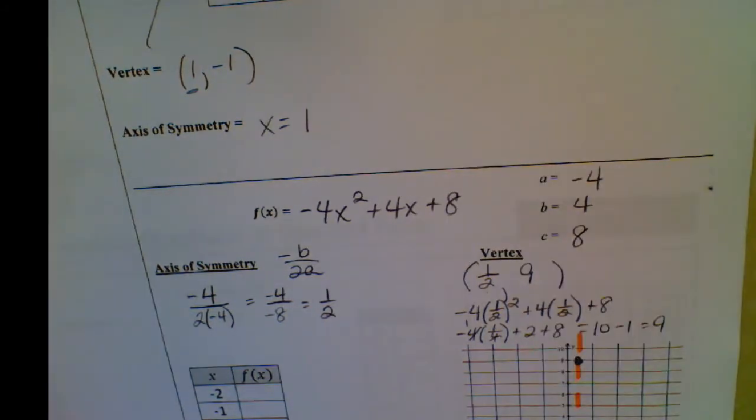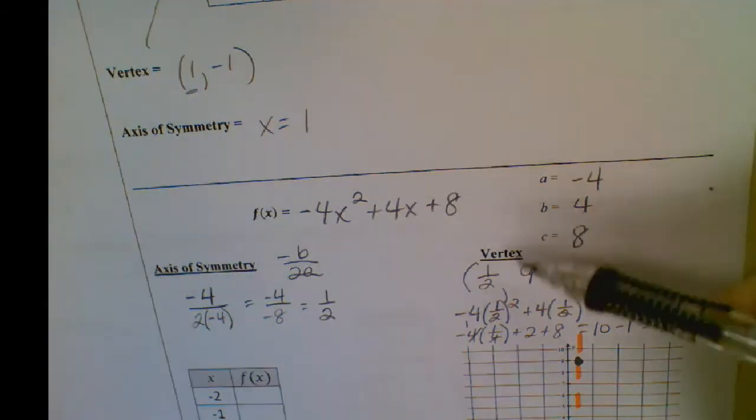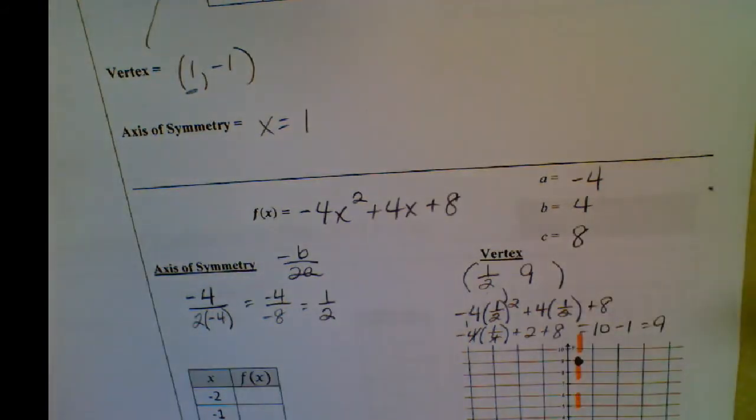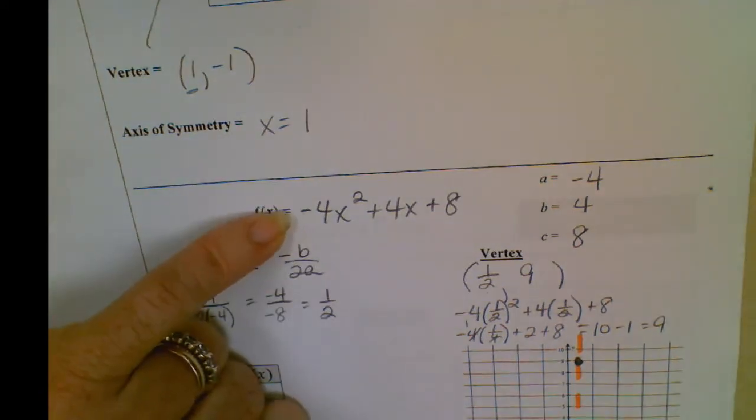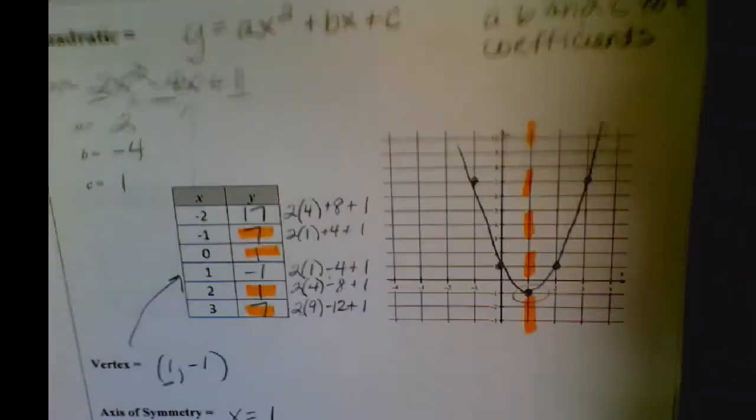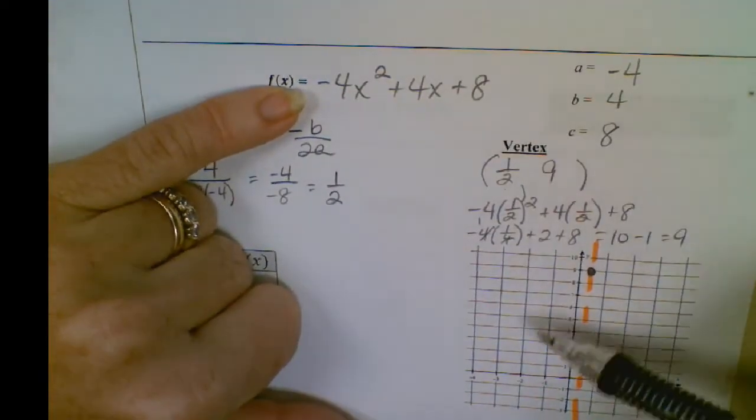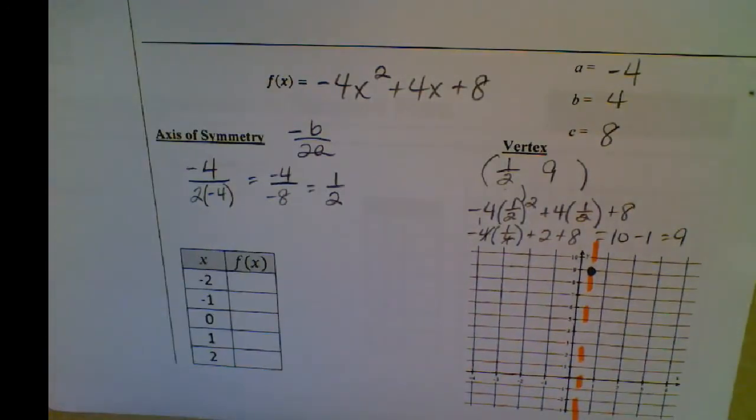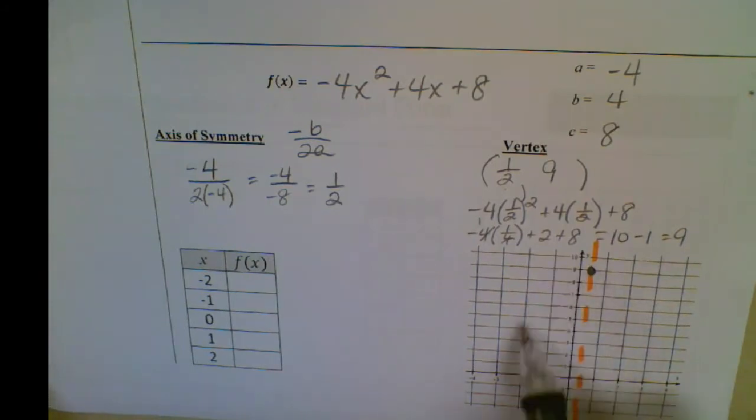So before we finish graphing that, what direction do you think that parabola is going to go? Think it's going to be a right side up U or an upside down U? We've done a little practice with this. So this a value tells us what direction that parabola is going to go. If it's positive, like in the one before, it's going to be a right side up U. If it's negative, it's going to be an upside down parabola, which is exactly what we're going to have.